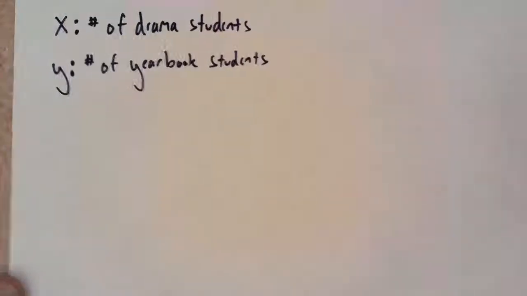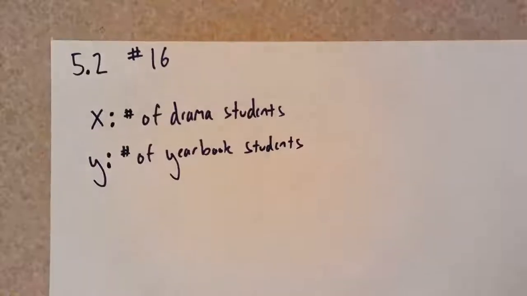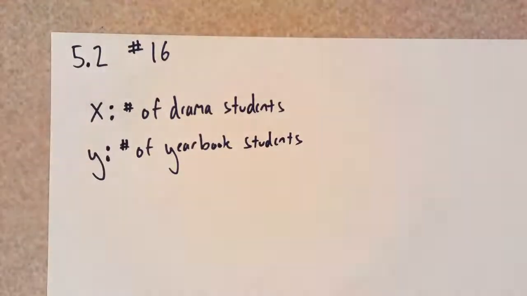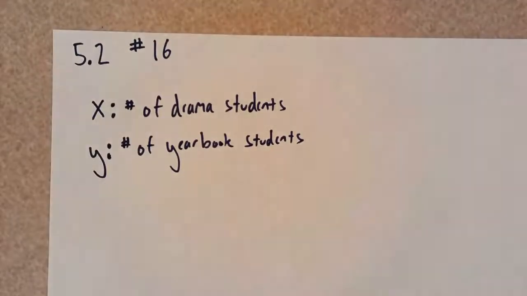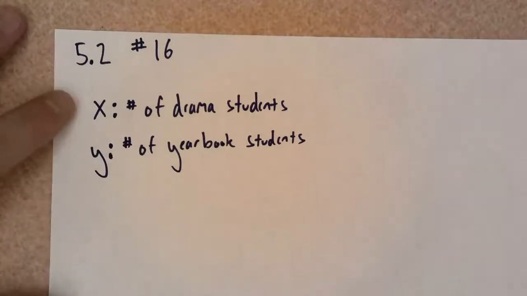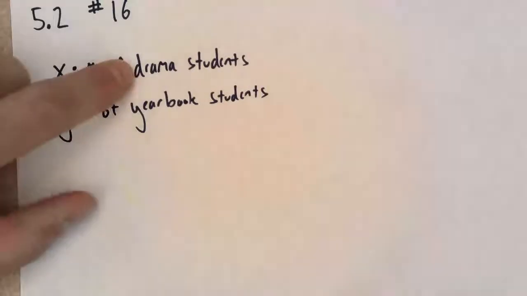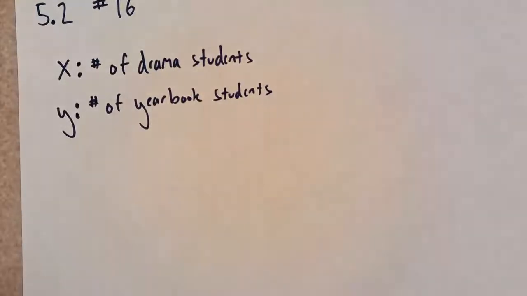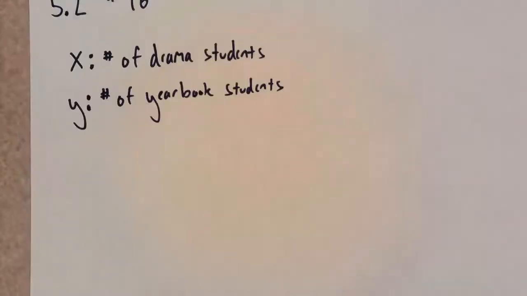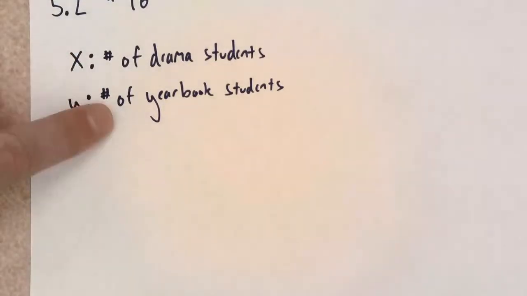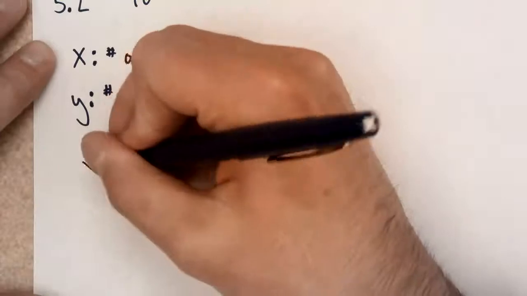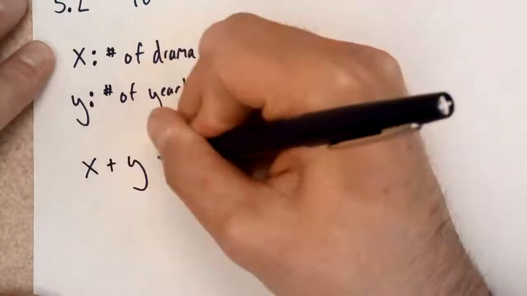I'm going to first define my variables. So I'm going to let X represent the number of drama students, Y represent the number of yearbook students, and that's going to allow us to write a system of equations. If drama and yearbook added together is 64, well, that's actually a pretty simple equation. Drama plus yearbook is 64, or X plus Y equals 64.